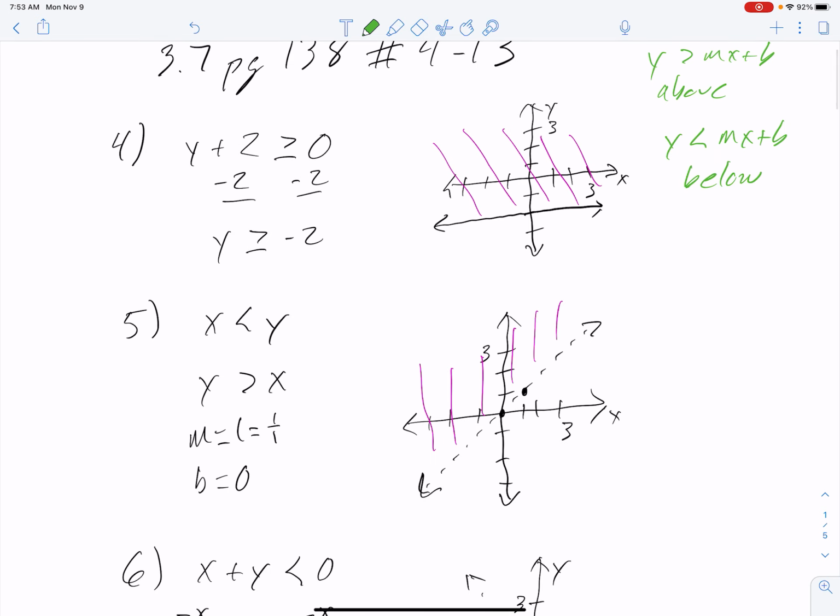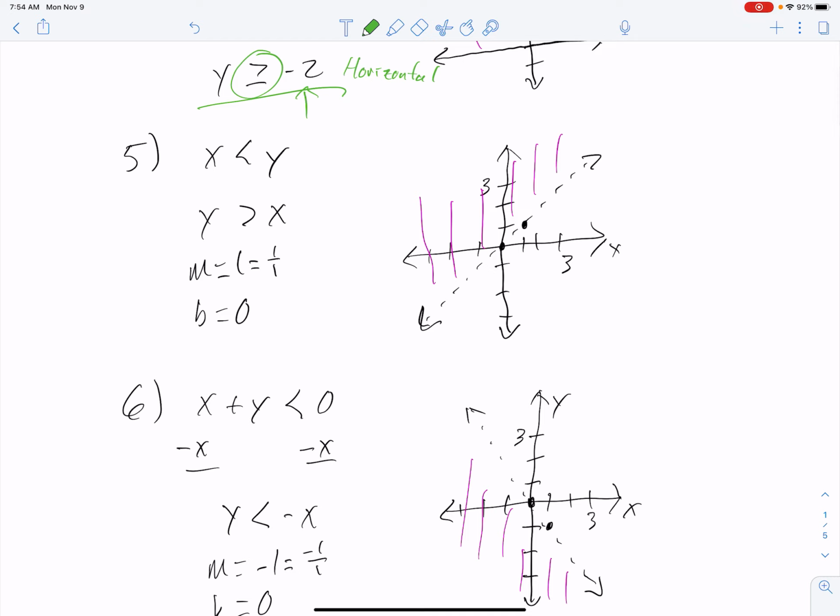Number 4, so I want to get this into y equals mx plus b form, so I'm subtracting 2. Now, since there's no x in my equation, I know that I've got a horizontal line at -2, and so I graph my horizontal line at -2, and then because its y is greater than or equal to, I know it's a solid line, and I shade above.